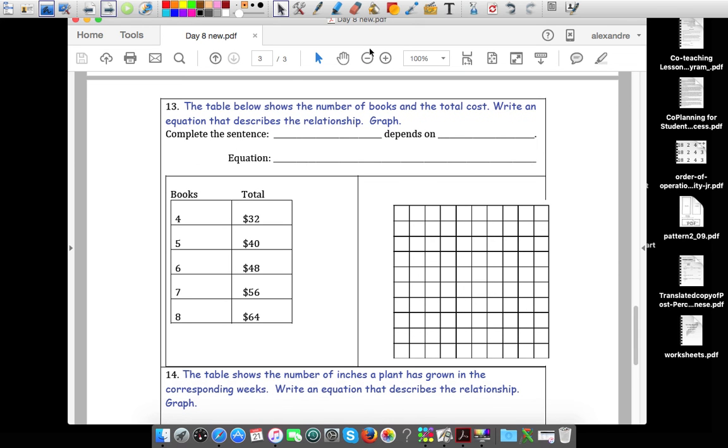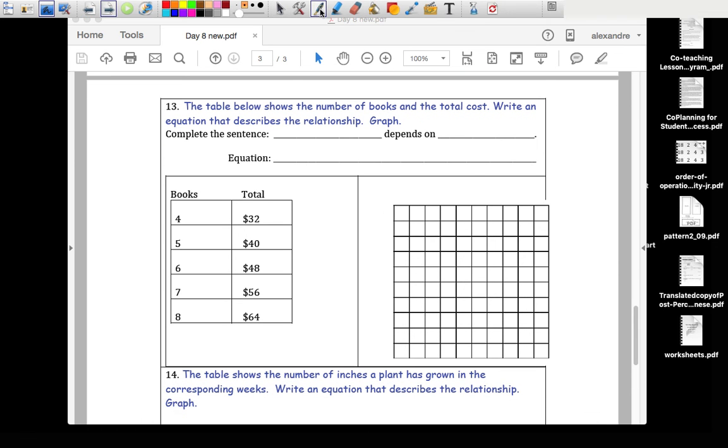Okay, hopefully you remember this. This will be on your test, independent. The table below shows the number of books and the total cost. Write an equation that describes the relationship, and then graph it. Complete the sentence. So, books and total.